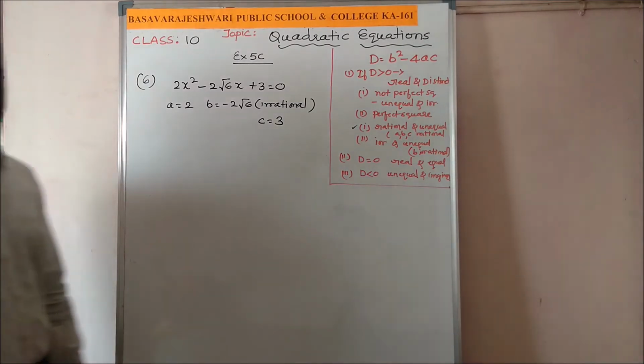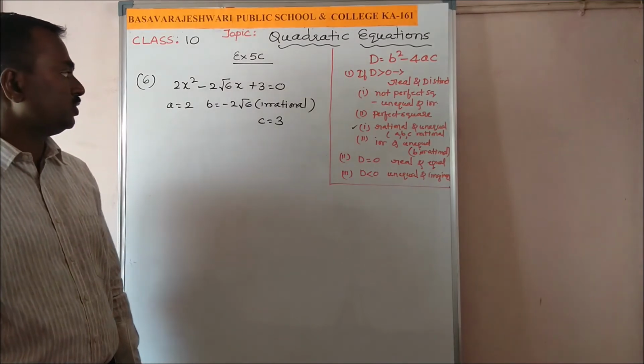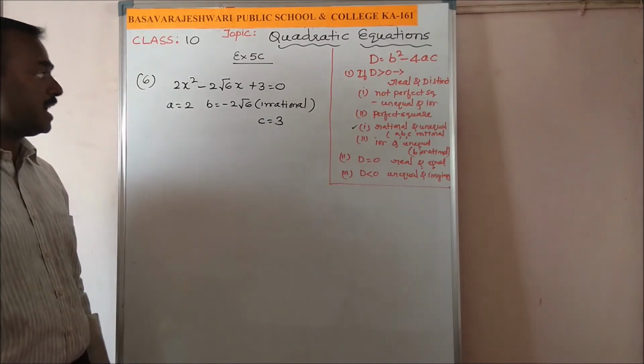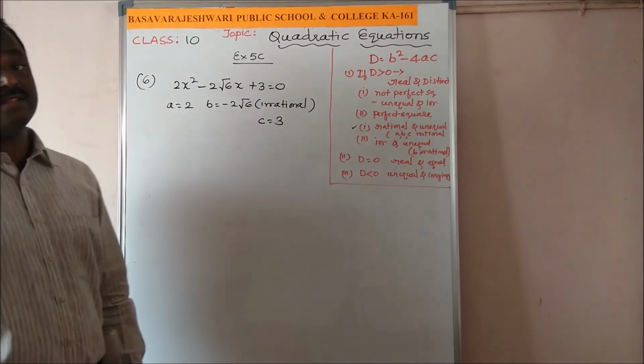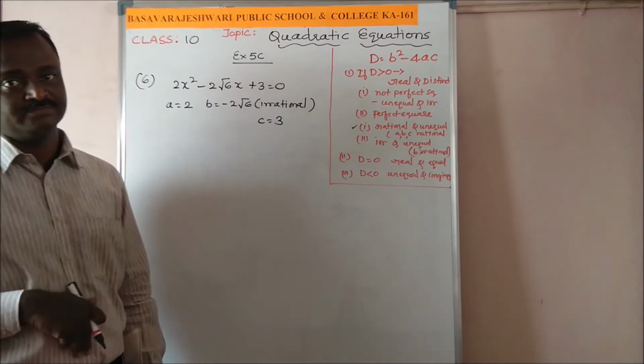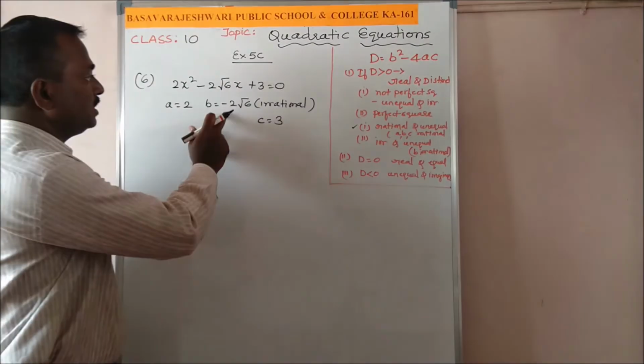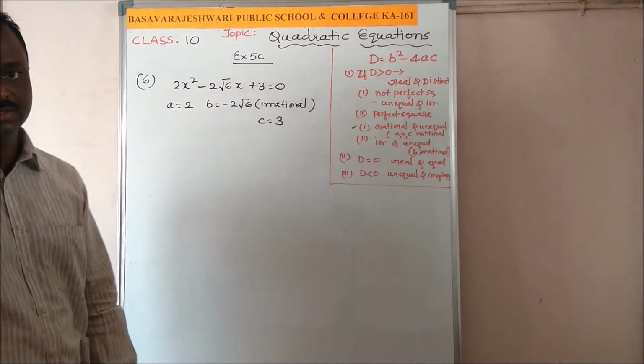So in question number 6, 2x² − 2√6x + 3 = 0, a = 2, b = −2√6. It is an irrational number. Why? Because the product of a rational and an irrational number is always irrational. That we learned in the 9th standard, isn't it? So therefore it is an irrational number. And c = 3.